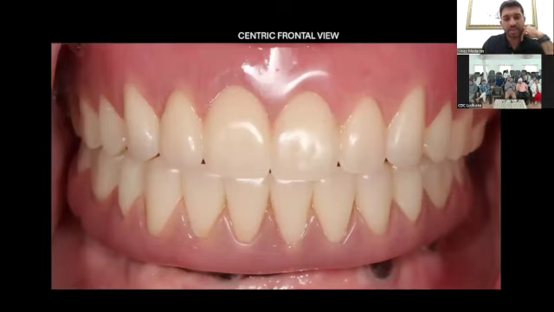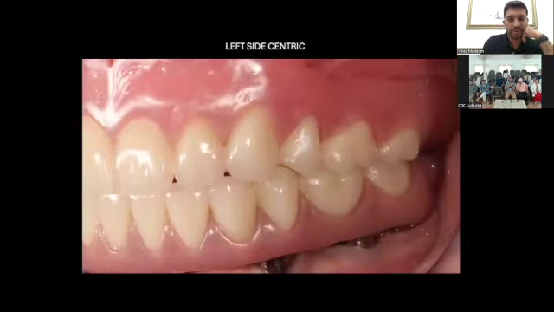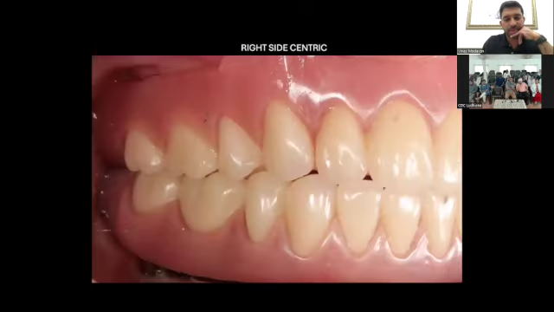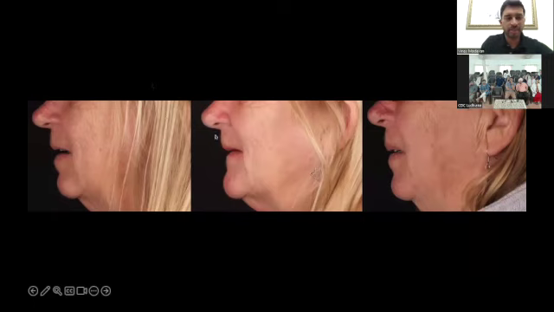So this is centric, the frontal view, right and left, as you can see. We were able to establish a good occlusal scheme for the patient. And this is the patient without the prosthesis. This is with the interim. And then this is the final, having adequate display. We made some minor modifications in the final prosthesis. Again, this is without the lip support.